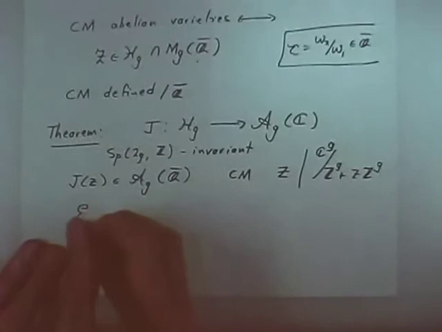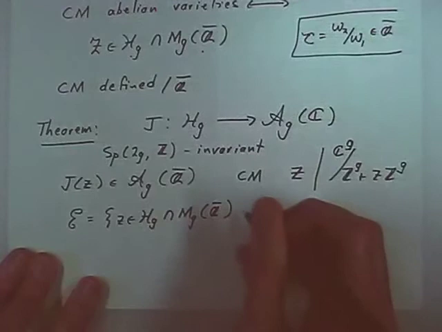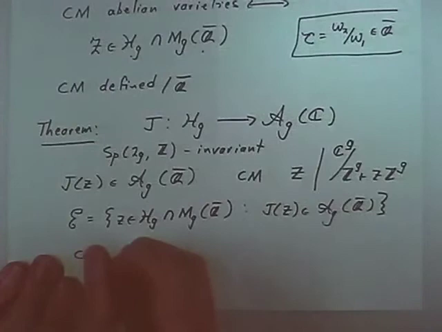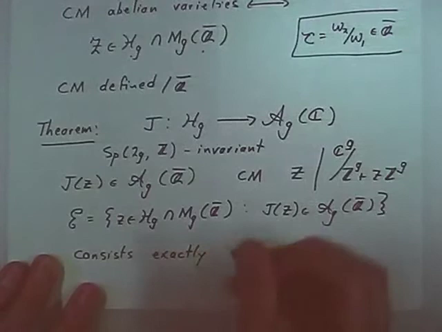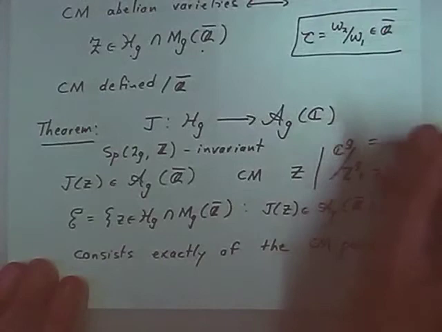So if I look at this function and I ask for all such exceptional values, then this set consists exactly of the CM points, in the sense that, if this is A_Z, in the sense that A_Z has CM.